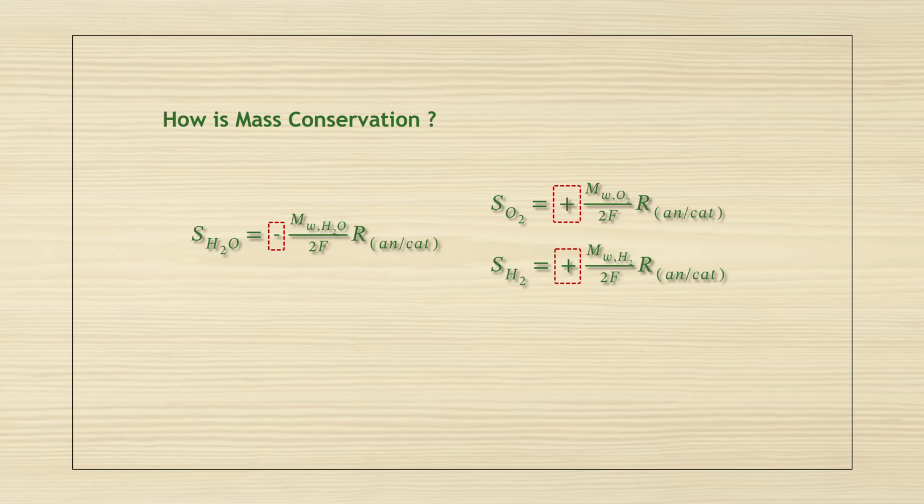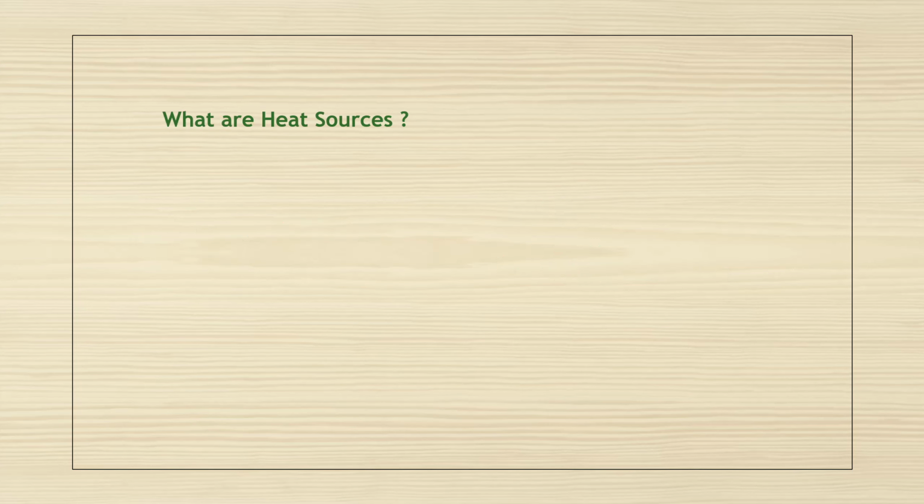However, since hydrogen and oxygen are produced in electrochemical reactions, the positive sign is applied to the relations of the H2 and O2 source terms. In the electrolysis process, the energy equation is also solved.